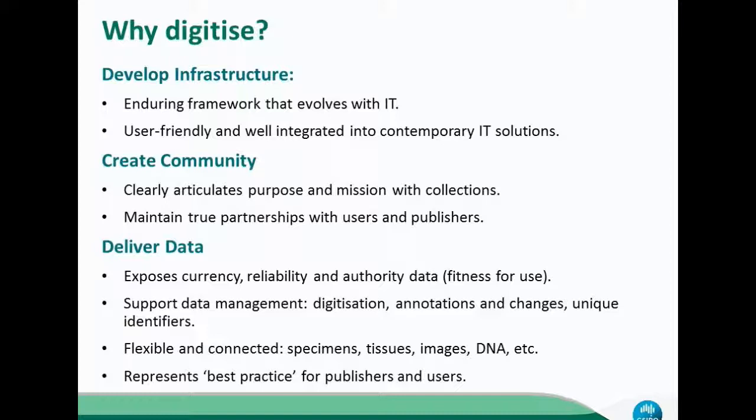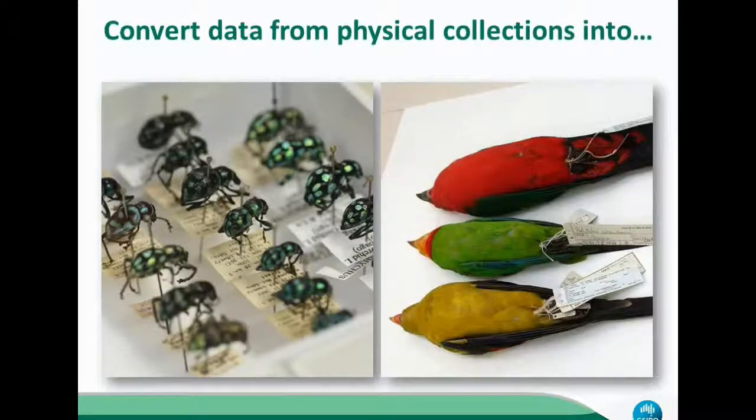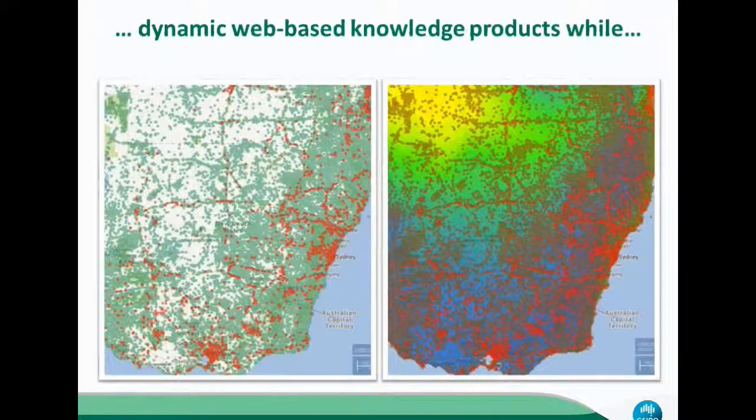And overall, what we want to do is make sure that our data delivery and use represents best practice at all times for all of our publishers and users so that we can maintain the integrity of the data. So really what I'm trying to say to you is that I see the future of natural history collections about taking the data that currently resides with physical specimens, beautiful physical specimens in a natural history collection, and turning them into web-based knowledge products that can be used by the community.